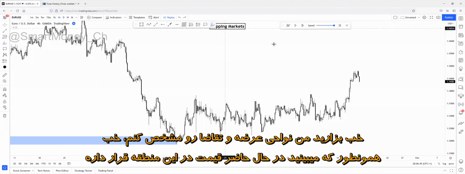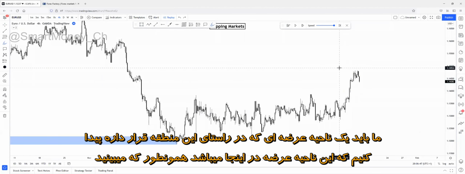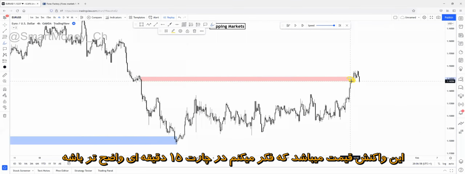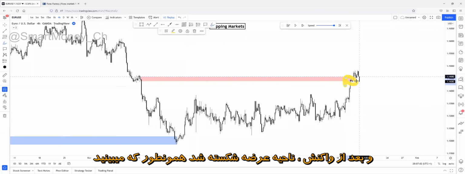So as you can see, price is currently in this region. We have to find the matching supply zone for this region, which will be this one up here. As you can see, here's a perfect supply zone. Price was reacting on this supply zone. Here was a reaction. On the 15-minute chart, I believe that will be a cleaner reaction. And after the reaction, the supply zone has been broken, as you can see.